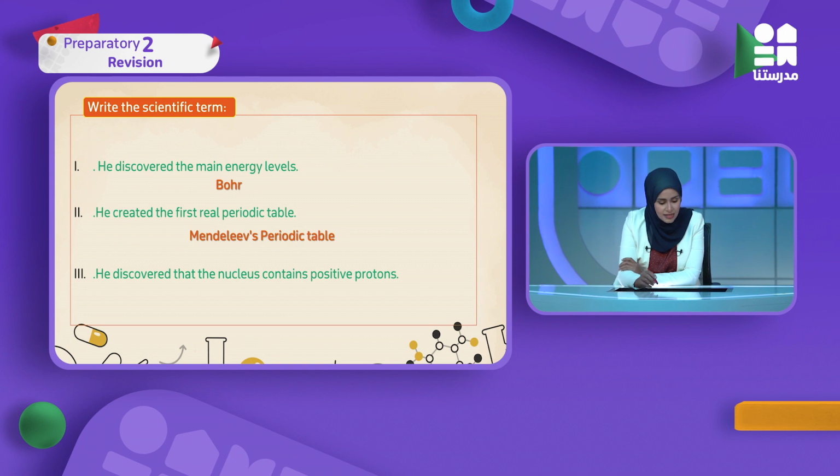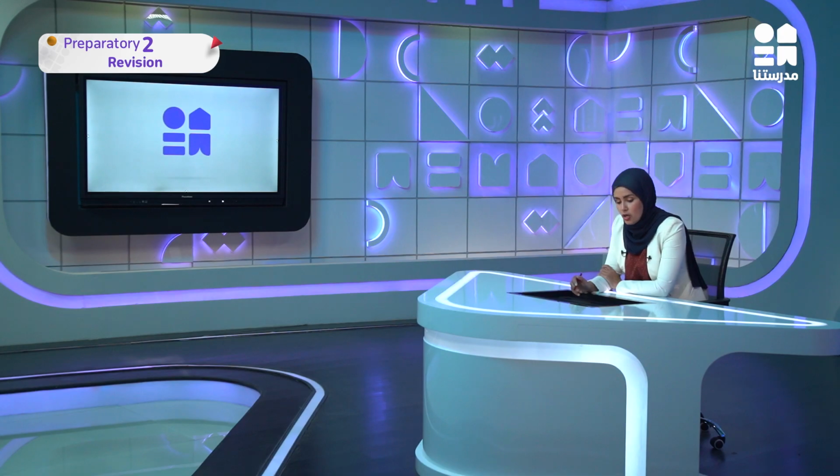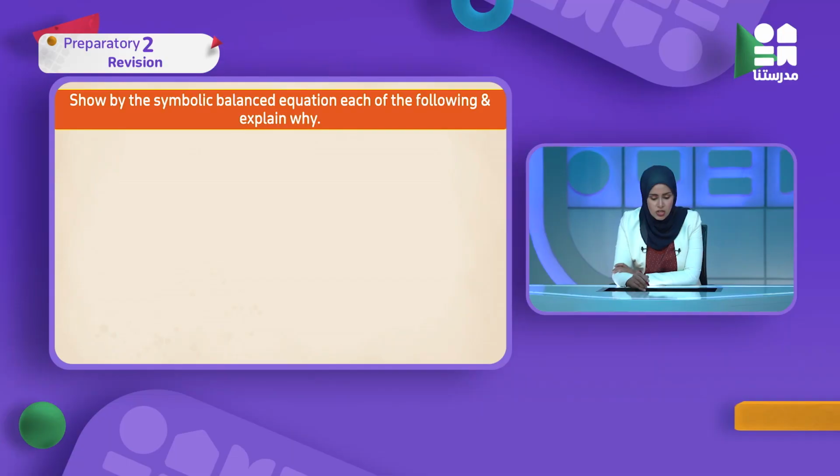3. He discovered that the nucleus contains positive protons, and this was a breakthrough in the periodic table entirely. Who is he? Rutherford. Show by the symbolic balanced equation each of the following and explain why. I want you to write the equation and write why this happens. Number 1. Adding dilute hydrochloric acid to pieces of magnesium.